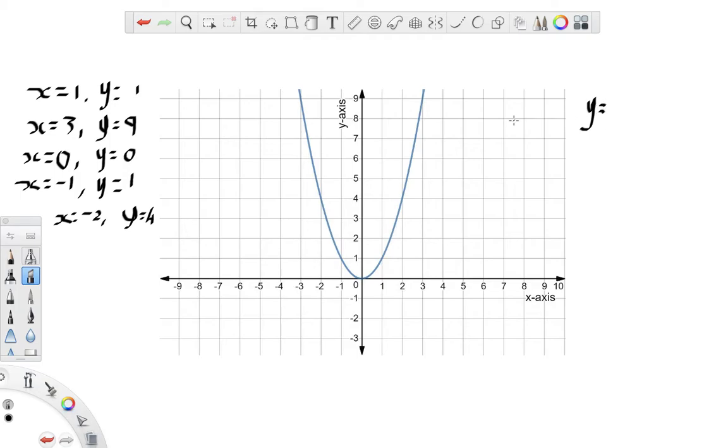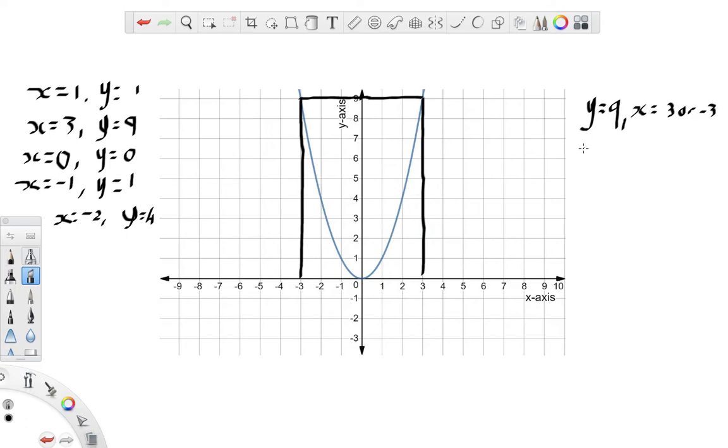So when y is equal to 9, what is x equal to? Well, we can draw our line across to the curve, and then we can go down to our x-axis, and we find that x is equal to 3. However, we can also draw a line this way to our curve, and go down to our x-axis, and find out that x is also equal to -3, so x is equal to 3 or -3.